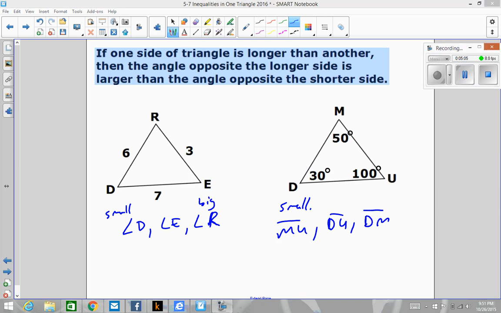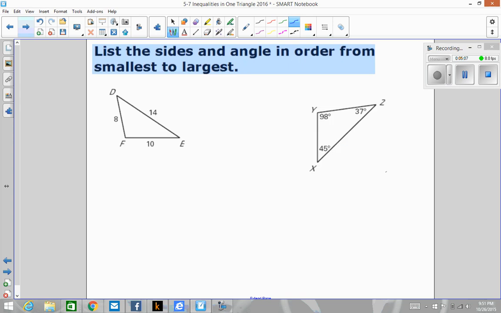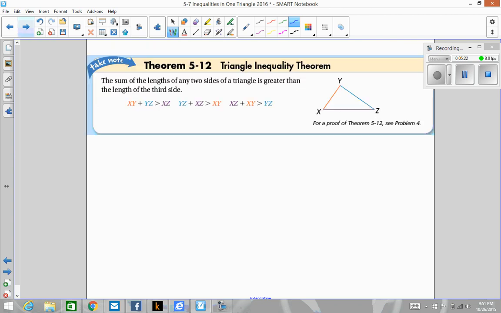And we can do it for angles and sides, just like the theorem said. All right, so pause the video, do these two problems. Okay, now that you got these problems, if you have any problems with this, make sure you ask when you come to class. I'll be checking the work.